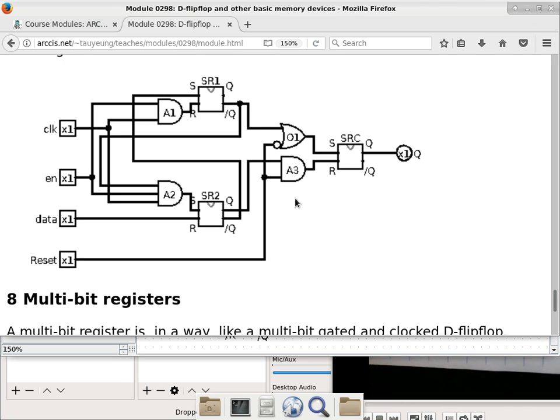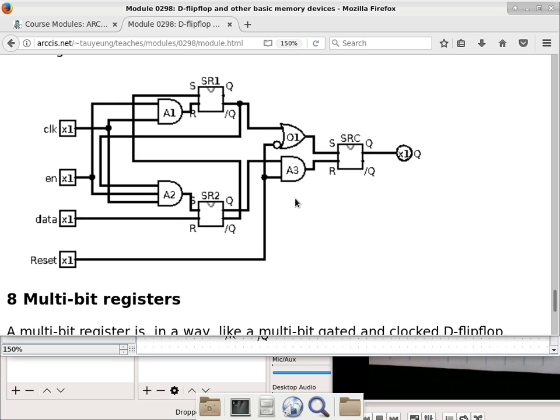This is what we do. We add 2 more gates. O1, which is OR1, and A3 are added in this case. When you look at O1 and A3, what are they doing? They're taking the usual thing. One is taking /Q of SR1, the other one is taking Q of SR2, which were directly connected to SRC, the final stage of the SR latches.